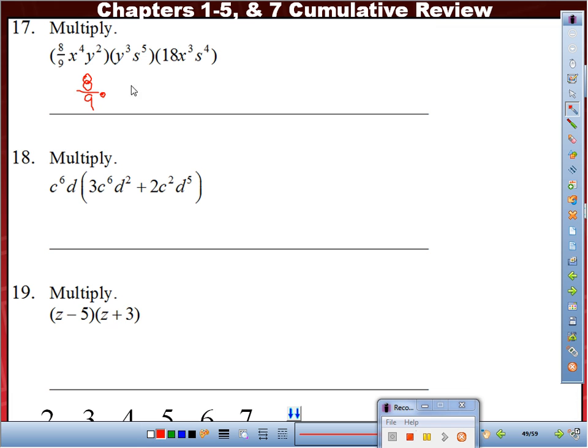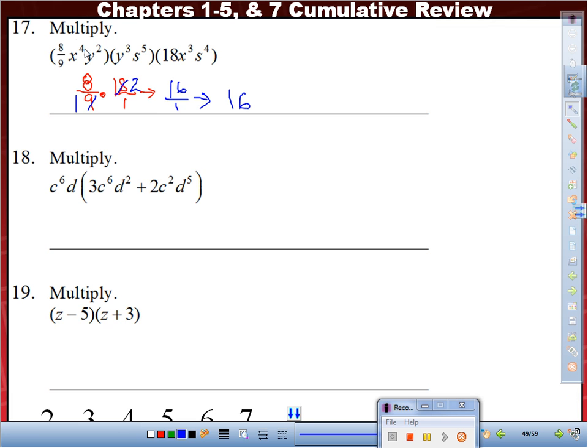times 18. When we multiply these two, I need to write this as a fraction. Does everybody see that we can simplify these two fractions because of the same multiple? So 9 divides into 9, that becomes 1, and this one becomes 2. 8 times 2, that's 16. 1 times 1 is 1, so this becomes 16. So we're done with the numbers.